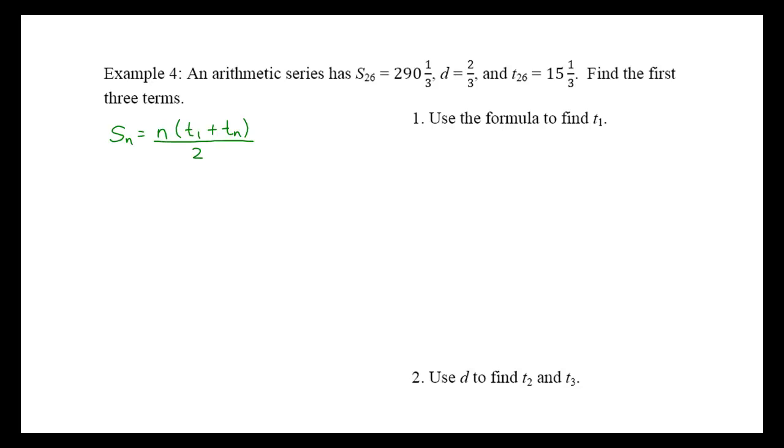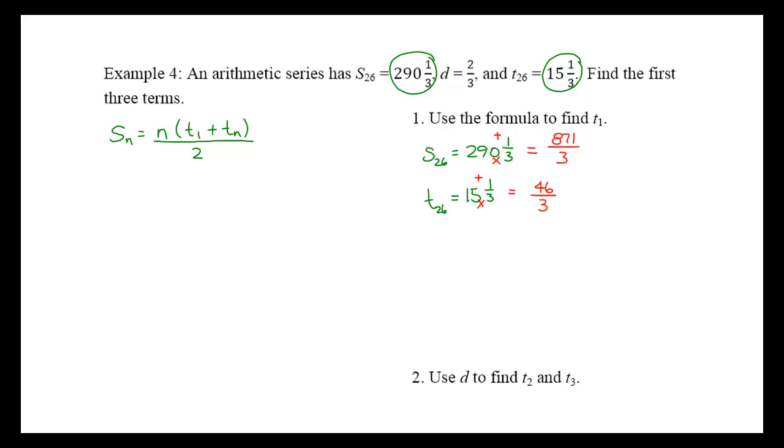What I'm going to do first here, too, is change these mixed fractions into improper fractions. So I have S26 equals 290 and 1/3. In order to do that, I take 290 and multiply it by 3 on the bottom, and then add that 1 on the top. That gives me a simplified answer of 871 over 3. So that is my improper fraction for that one. And then my 26th term is 15 and 1/3. Again, I multiply 15 by 3 to get 45 and add 1 to get 46. So 46 over 3. The denominator stays the same.